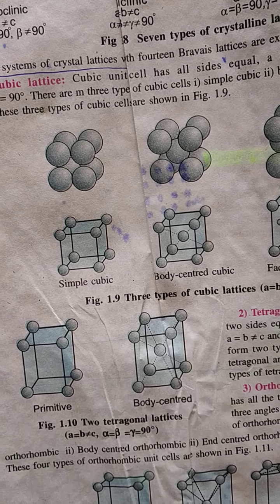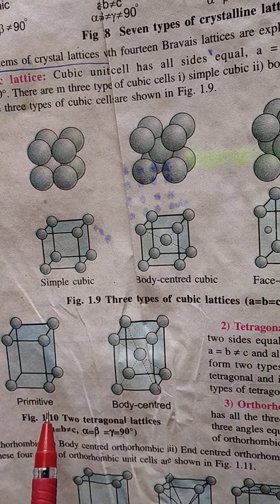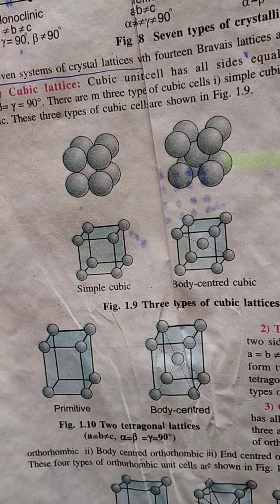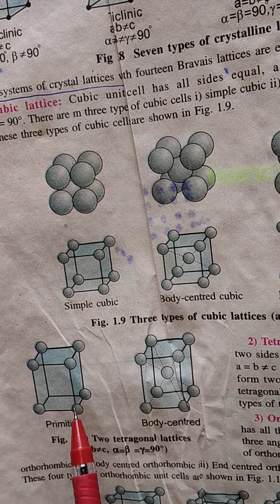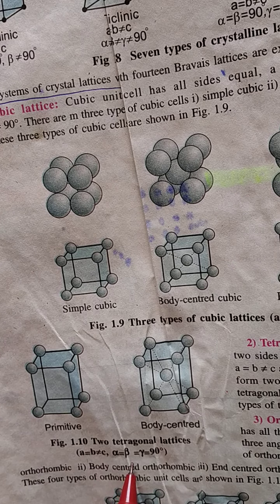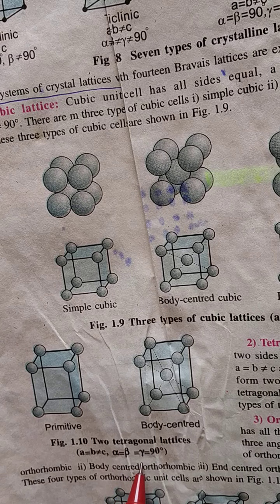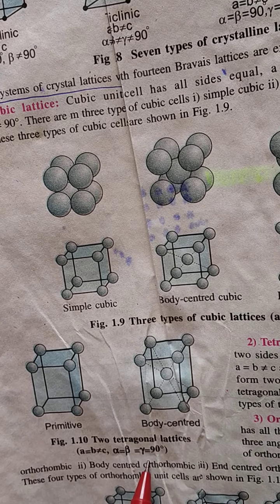Then tetragonal lattice. This is the tetragonal unit cell. The tetragonal unit cell has 2 sides equal. A is equal to B, but B is not equal to C. Alpha is equal to beta is equal to gamma is equal to 90 degree.